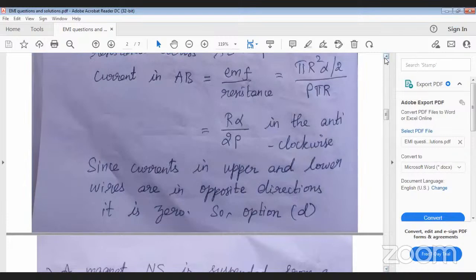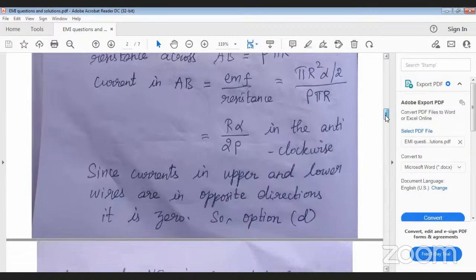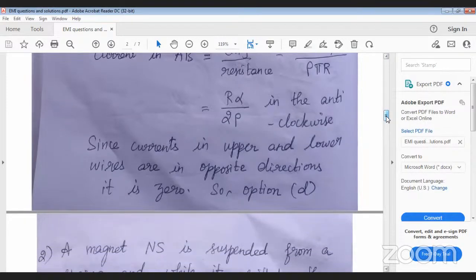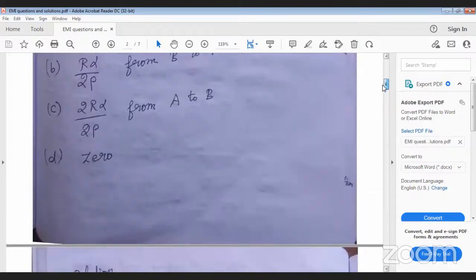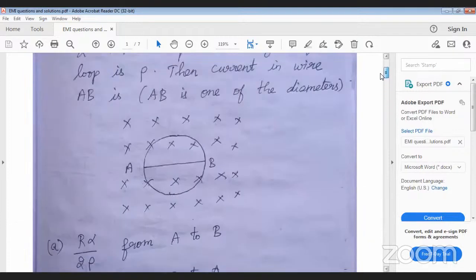So currents in both the upper and lower portion are equal in magnitude but opposite in direction. So they will be cancelled out. What happens is the net current through AB will be 0. That is option D.